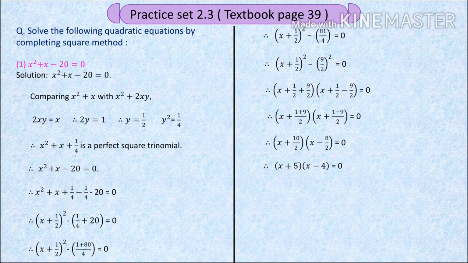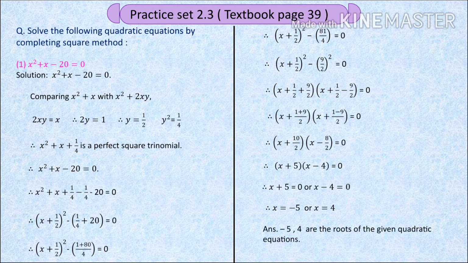10 by 2 we can divide, so it will become 5. x plus 5, here 8 by 2 is 4, so x minus 4, which is equal to 0. Now compare it with 0. x plus 5 is equal to 0 or x minus 4 is equal to 0. Change the side. Therefore we get x is equal to minus 5 or x is equal to 4. Answer: minus 5 and 4 are the roots of the given quadratic equation. Then the second one you try at home.